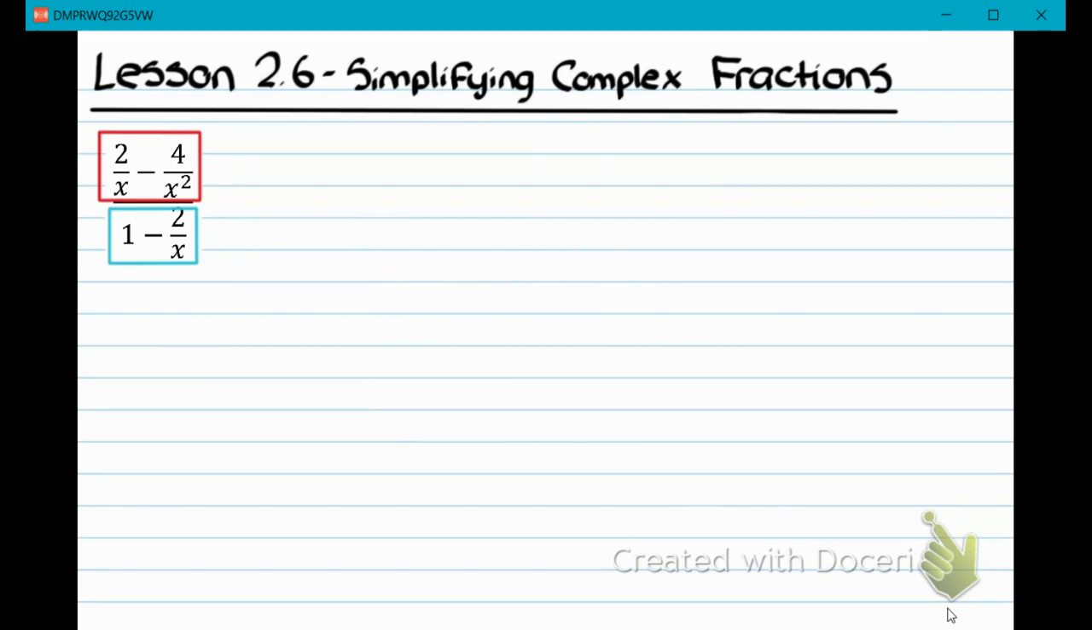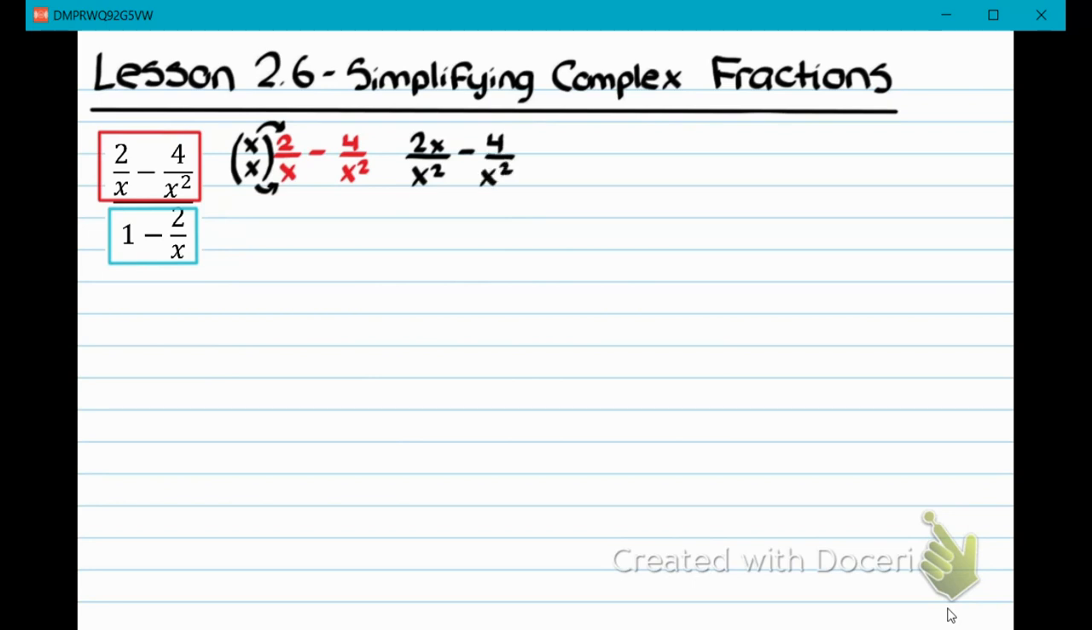So let's work with the red fraction first. So as I'm writing this out, try to think about what the least common multiple would be. Hopefully you said x to the second. So to get x to the second in the first fraction, you would have to multiply by, hopefully you said x, all right? So that would give you x to the second. When you distribute the x to the numerator and the denominator, you get 2x over x to the second minus 4 over x to the second.